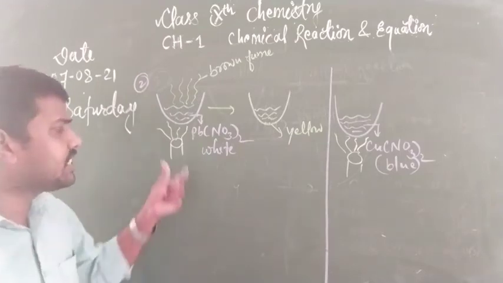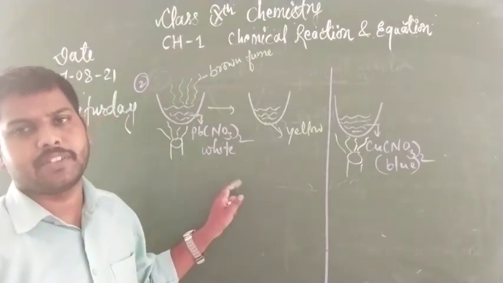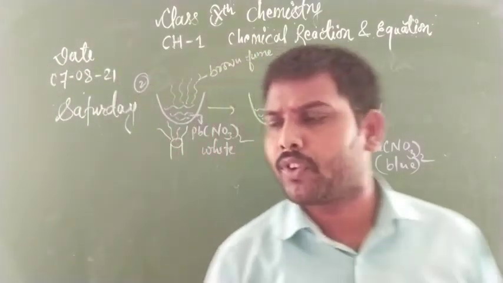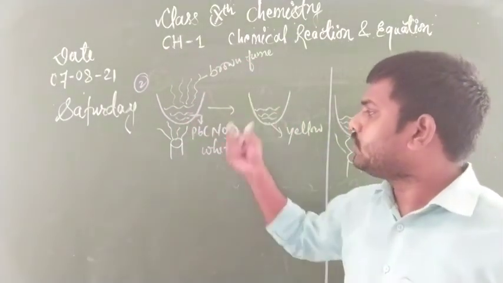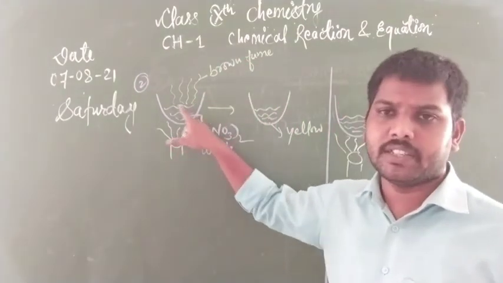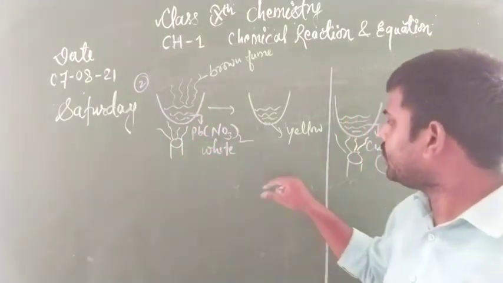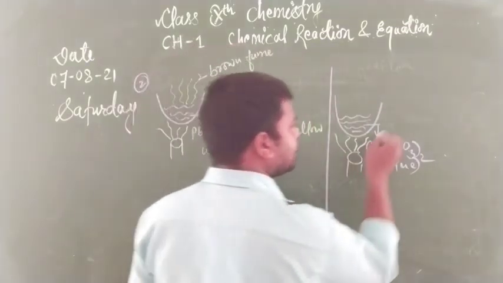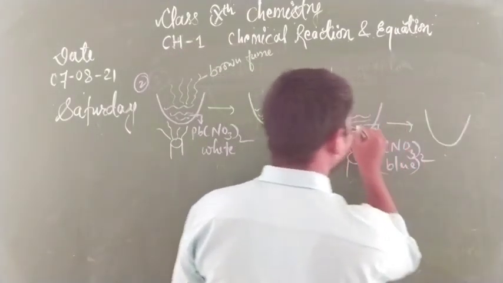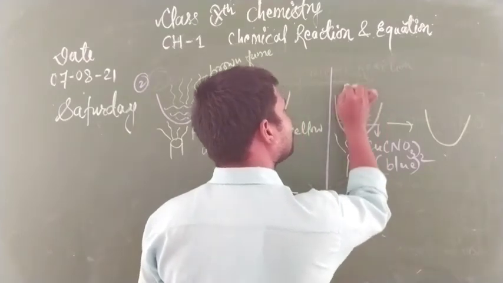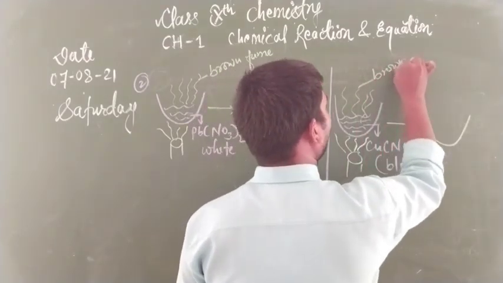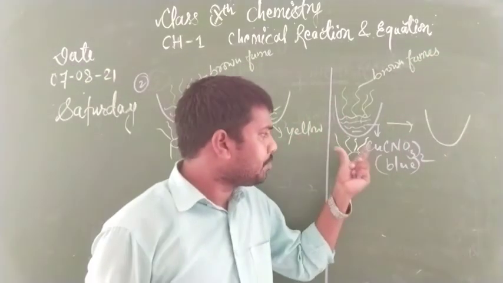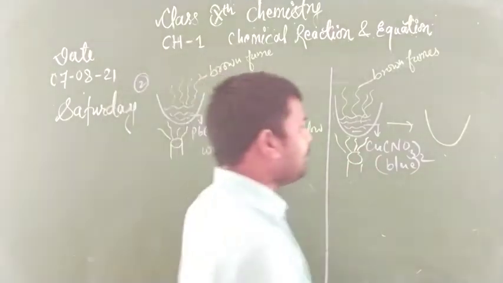When we give heat to this lead nitrate, children, which is white in color, we observe that brown fumes of gas will evolve from this china dish, and after that the compound which remains in this china dish will change into yellow in color. And again, children, in the copper nitrate case, when we give heat, again in this case also brown fumes will evolve, and the compound which remains in the china dish becomes black in color.